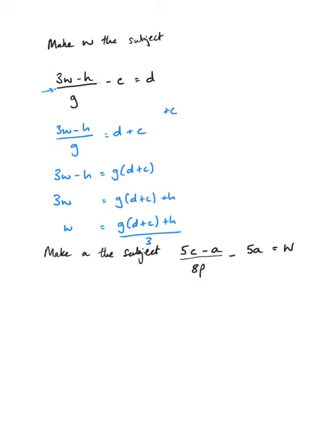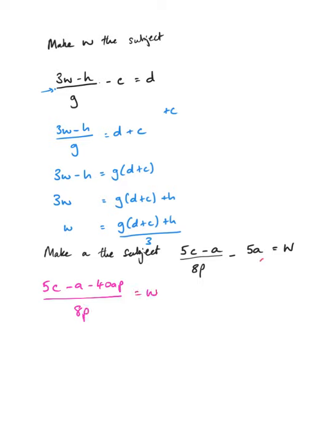This one here is more difficult again because I've got two different a's in different places. Really what I need to do first here is make it all into one fraction. So I've got 5c minus a all over 8p minus 5a. So if I multiply 5a by 8p over 8p, then I'll be able to bring those together in a second. So I'm going to have 5c minus a minus 40ap all over 8p, and that equals w.